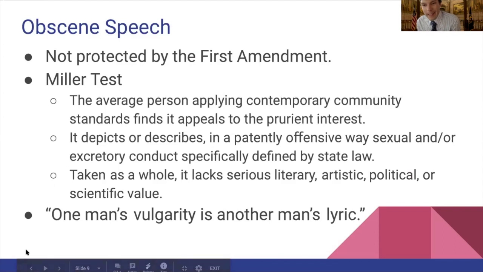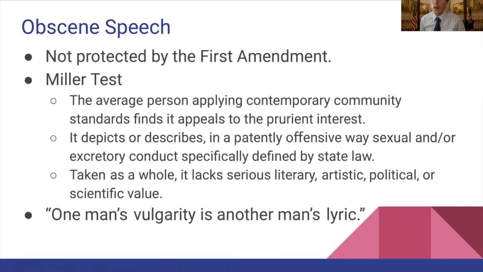Now, like these other rights we've talked about, the freedom of speech is not absolute. Obscene speech is not protected by the First Amendment. Now, that then lends itself to the question, well, what is obscene speech? Leave it to the Supreme Court to come up with another test to tell us that, and that's the Miller test out of the Miller v. California case. So there are 3 components to the Miller test.